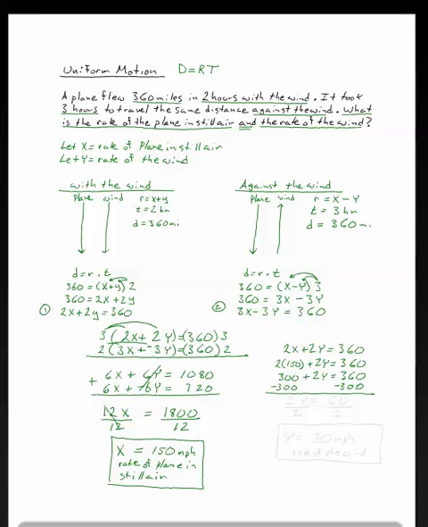To get the y by itself, I can first subtract 300. That's going to cancel here, giving me 2y equals 360 minus 300, which is 60. Now to get the y by itself, I just divide by 2. And that's going to give me y equals 60 divided by 2, which is 30. Once again, this is in miles per hour. And this is the rate of the wind. So we'll say rate of the wind. And we're done.